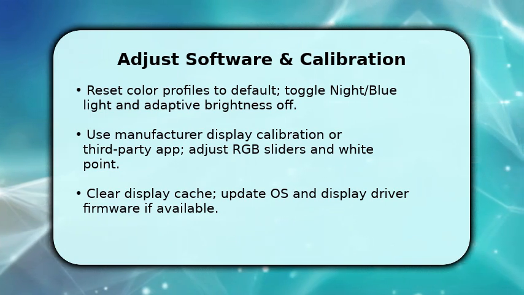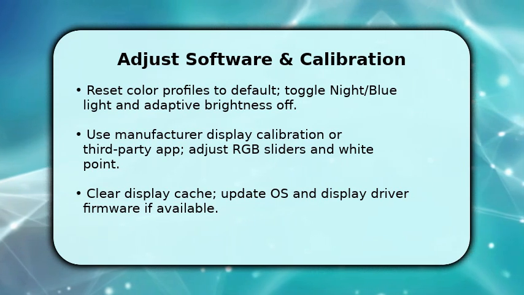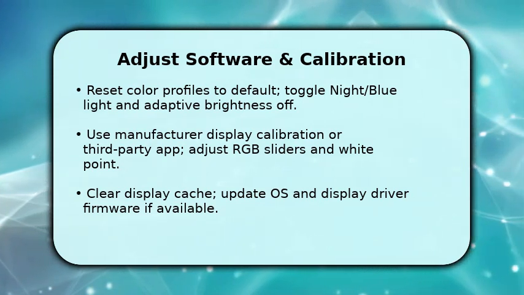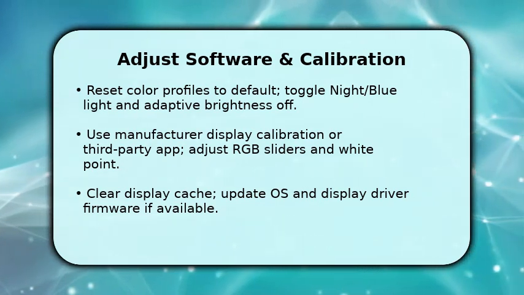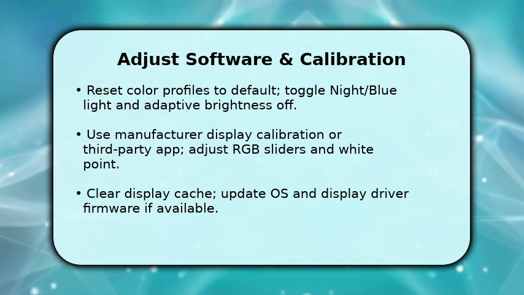Once adjusted, clear the display cache and check for an OS or firmware update that targets display drivers. If colors change with app toggles, the problem is likely software and not the panel. If software steps fail, you move to hardware.